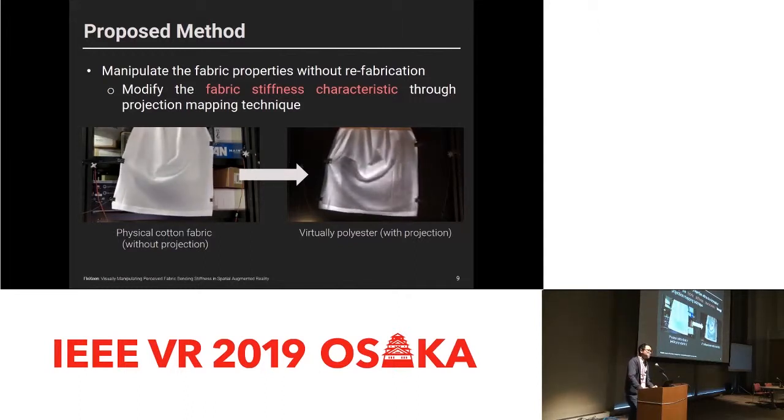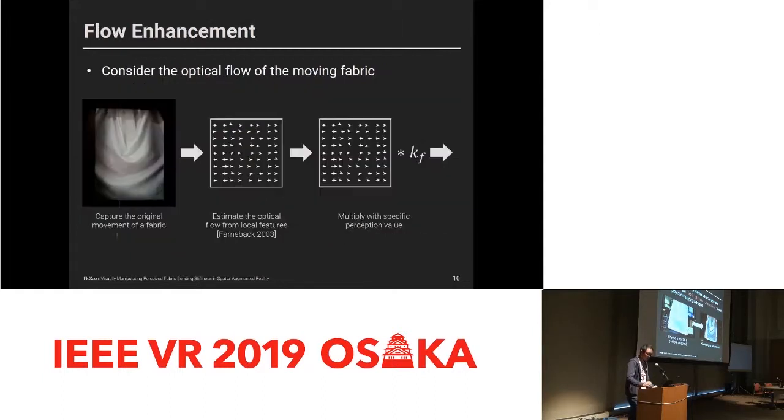We call this system FleXeen, and as you can see from this example, our prototype system can turn the physical cotton fabric into virtual polyester by projecting and enhancing the bending stiffness. We realized this idea by considering the optical flow of the moving fabrics, based on the suggestions from Bowman et al.'s work in 2013. We call this method flow enhancement.